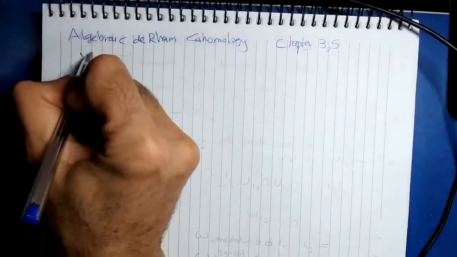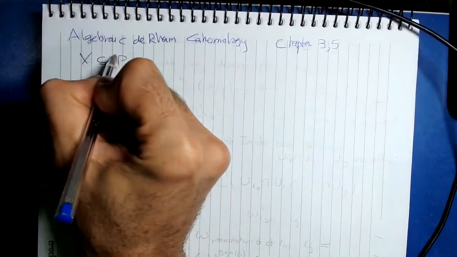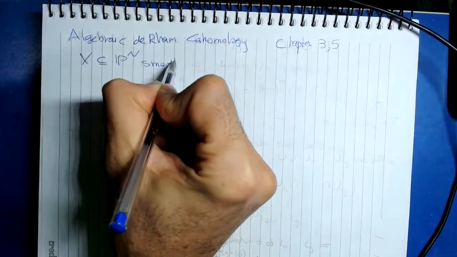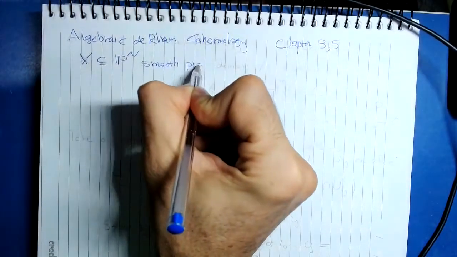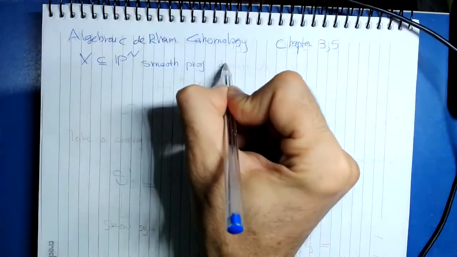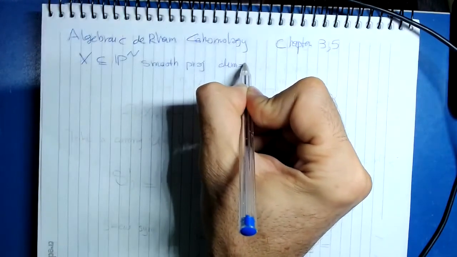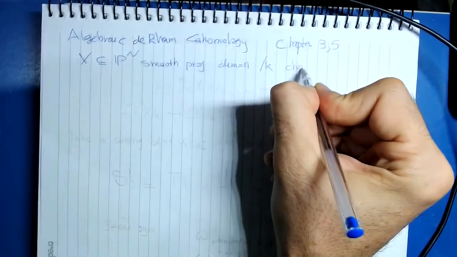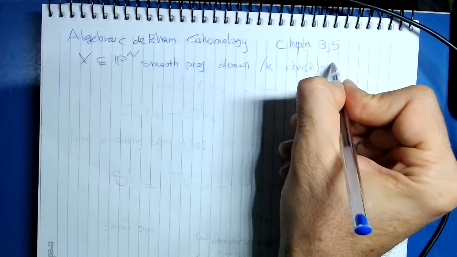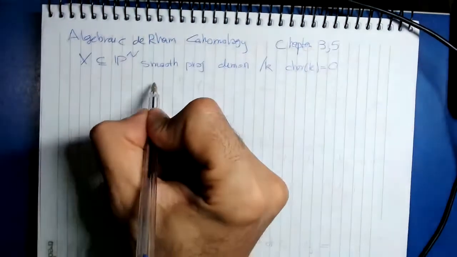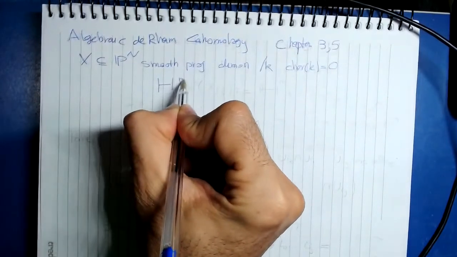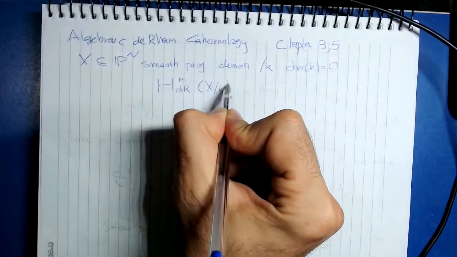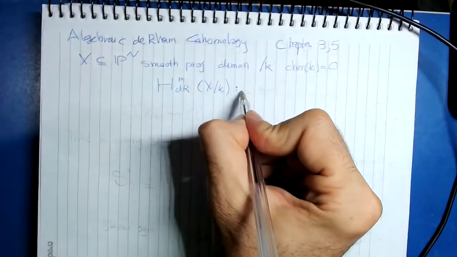So we start with the projective variety. We assume that it is a smooth projective variety of dimension equal to n. It's over a field K and characteristic of K equal to 0. So what we want to define is this notation, H_dR^k(X), which we call algebraic de Rham cohomology.